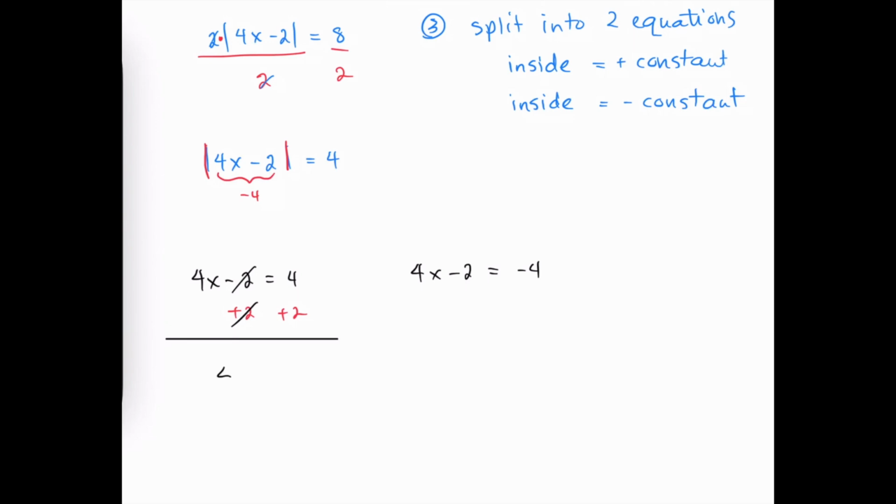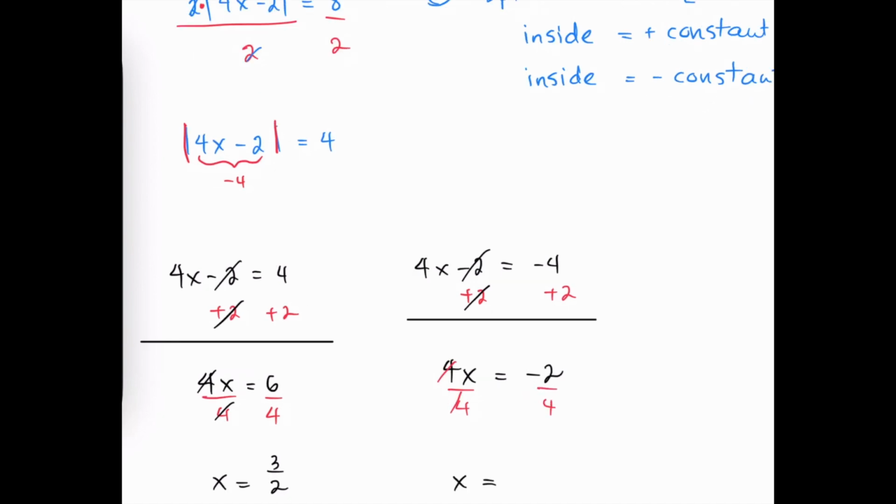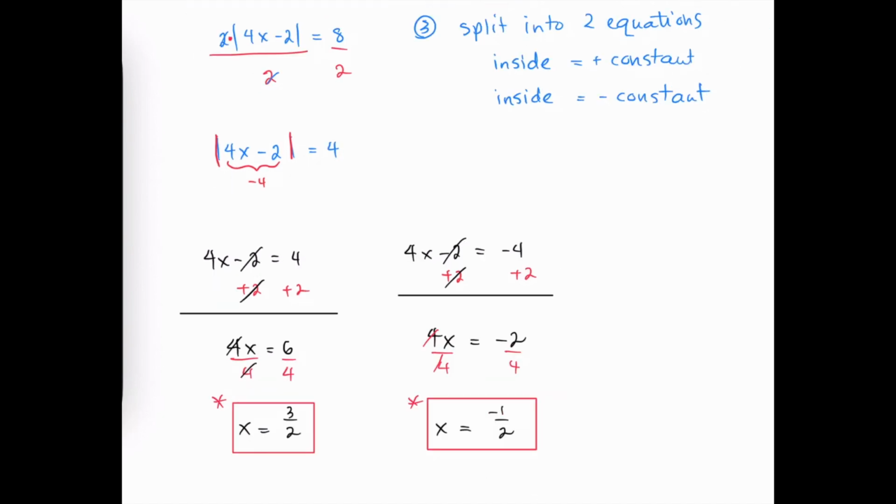Here we have 4x is equal to 6, and then we divide both sides by 4 to get x is equal to 6/4, that reduces to 3/2. In the second equation, we'll again add 2 to both sides to get 4x is equal to negative 2. And when we divide both sides by 4, we get x is equal to negative 2/4. That reduces to negative 1/2. And these are our two solutions to that last example.